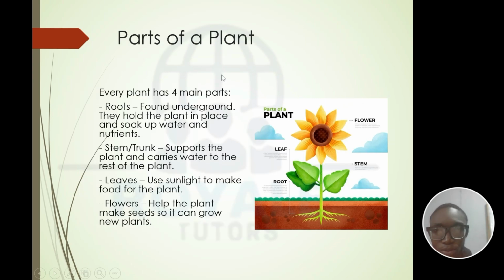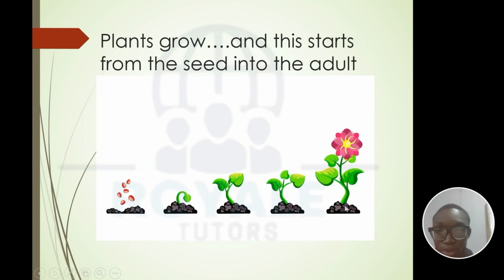So the first thing that we must find out is what the parts of the plant are. Now, if you see this, don't forget how we said plants start. They start from seeds, and the seeds become little sprouts, and eventually they become the adult plant itself.